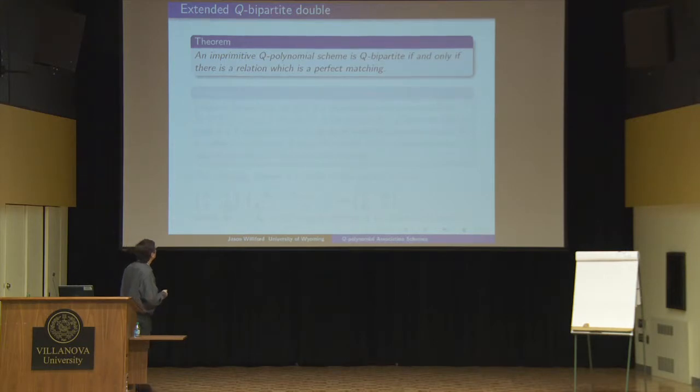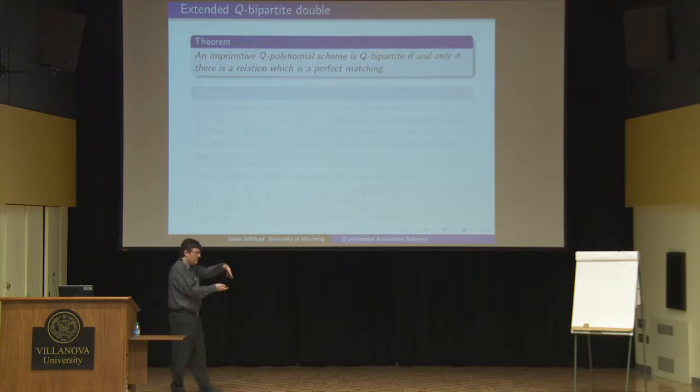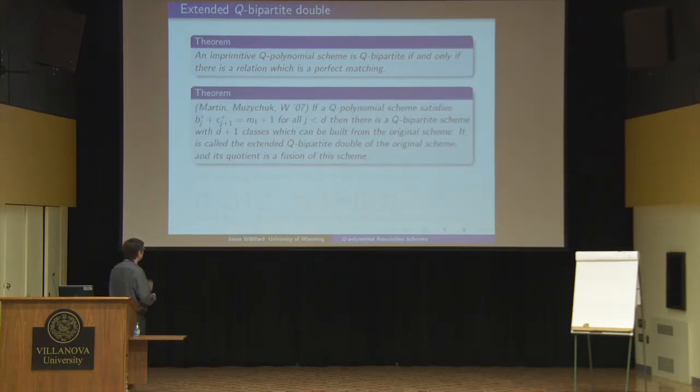And what about Q bipartite schemes? Well, Q bipartite schemes look more like antipodal double covers. You have a relation that's a perfect matching, and so the vertices come in antipodal pairs. Those are the ones I worked more on for two reasons. One, because Van Dam, Muzychuk, and Martin were working very hard on Q antipodal, but also it seems that there are other Q bipartite schemes to be found.